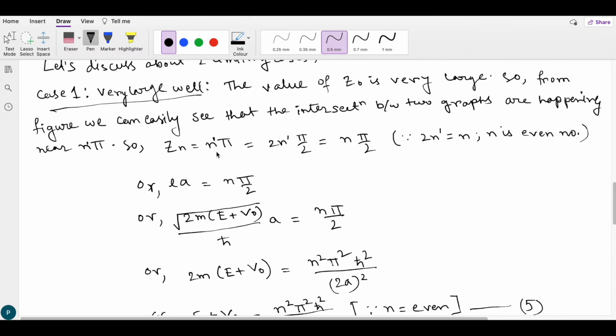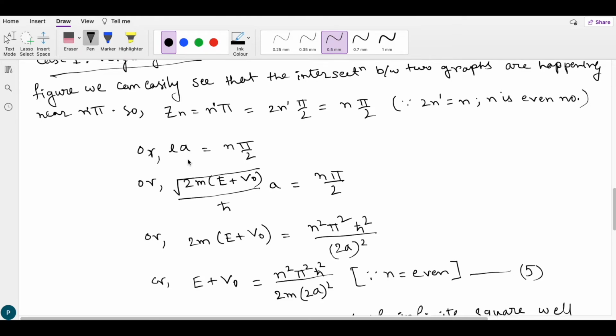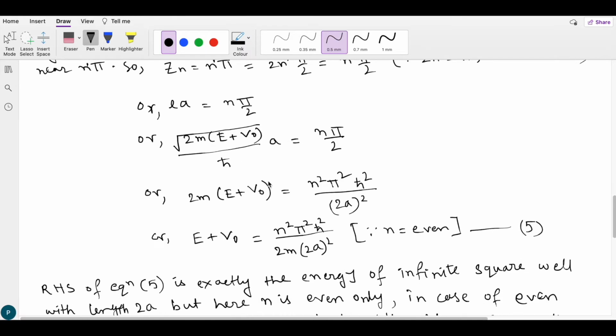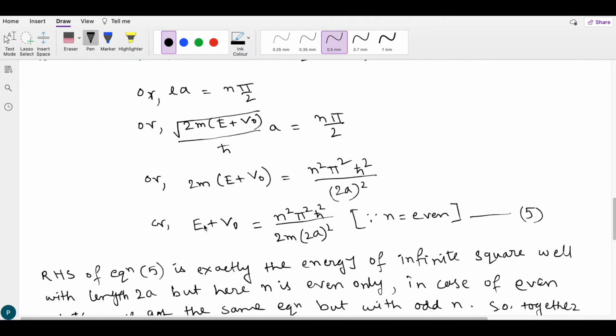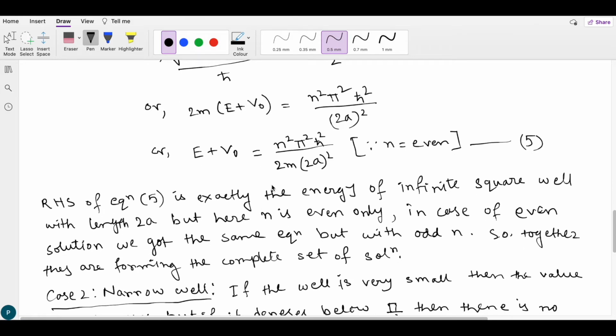So we can write n prime pi as 2n prime pi by 2, and we can write 2n prime as n, and consider that n is only an even number, 2, 4, 6 like this up to infinity, and we know z equals la and l equals root over 2m(E plus V naught) by h cut. So from here we get E plus V naught equals n square pi square h cut square by 2m into 2a whole square, where n is only even numbers.